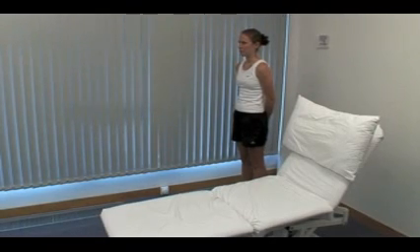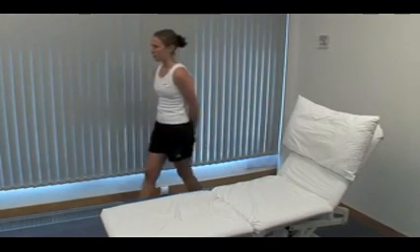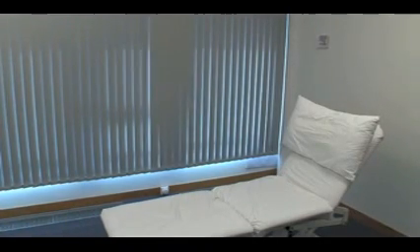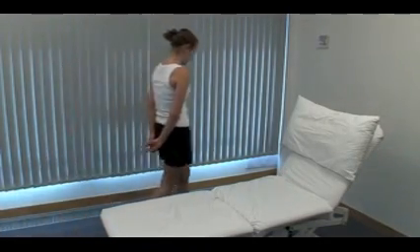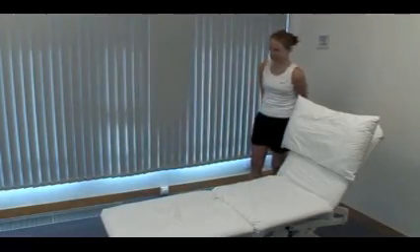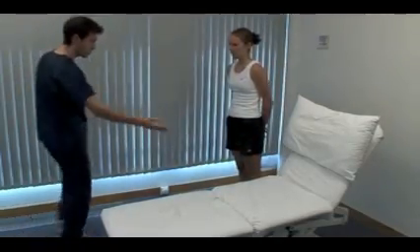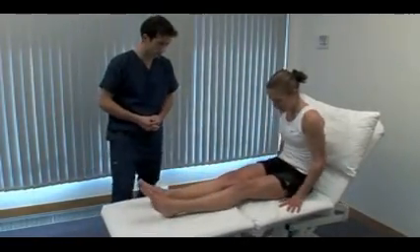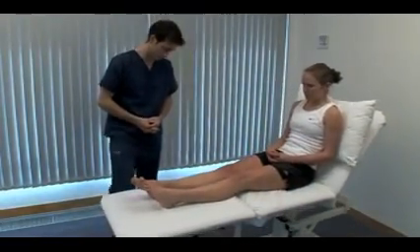Now can you walk towards me, turn and walk back? Look for asymmetry in the gait, and look at what happens to the knee during the stance and the swing phases. Could you sit back on the couch? Make sure the patient has both legs well exposed so that you can compare sides.